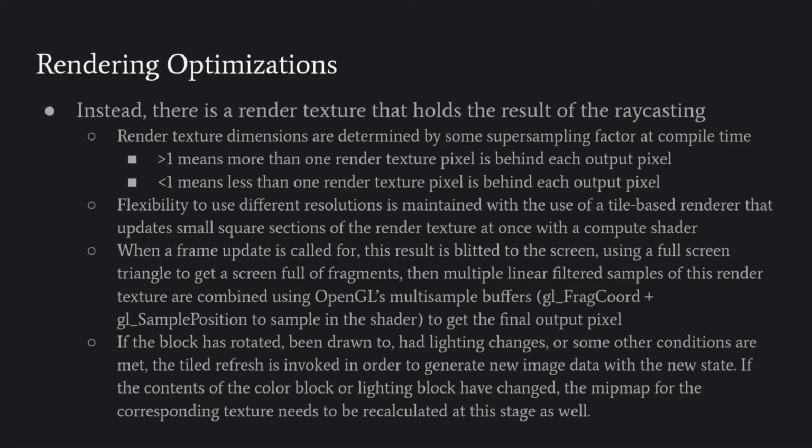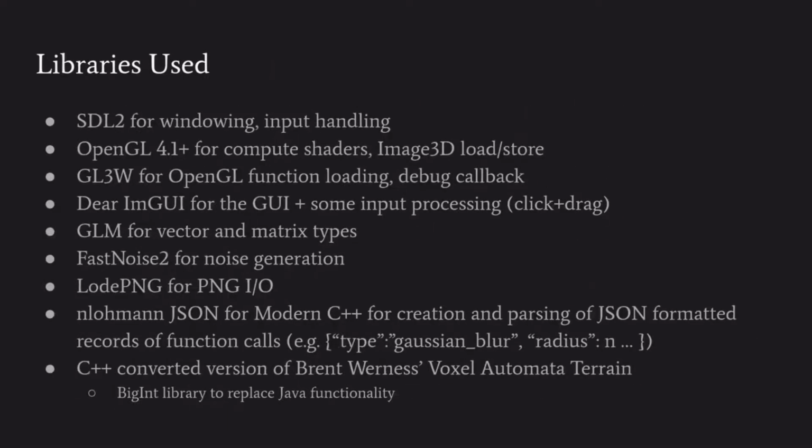The basic idea is that you've got a lot of data that generates the output pixel. It's all averaged together to get that final color. Pretty basic libraries: SDL2 for windowing and input handling. I only need OpenGL 4.1 for compute shaders and image load store.